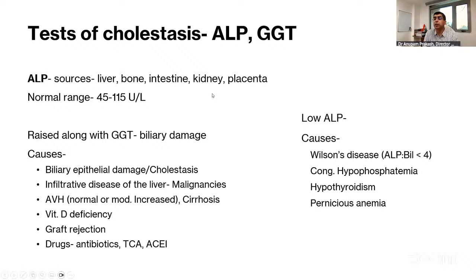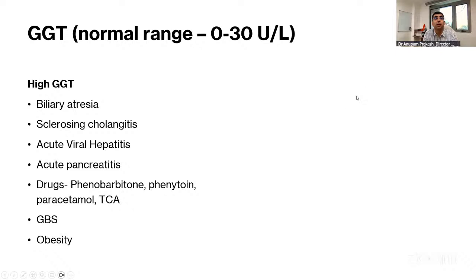Now, there are some conditions where you will have a low ALP. You should know about this also. So, one is Wilson's disease, where you have an alkaline phosphatase to bilirubin ratio less than 4, and congenital hypophosphatasia at times, and hypothyroidism and pernicious anemia. So these are some conditions where you will have a low alkaline phosphatase.